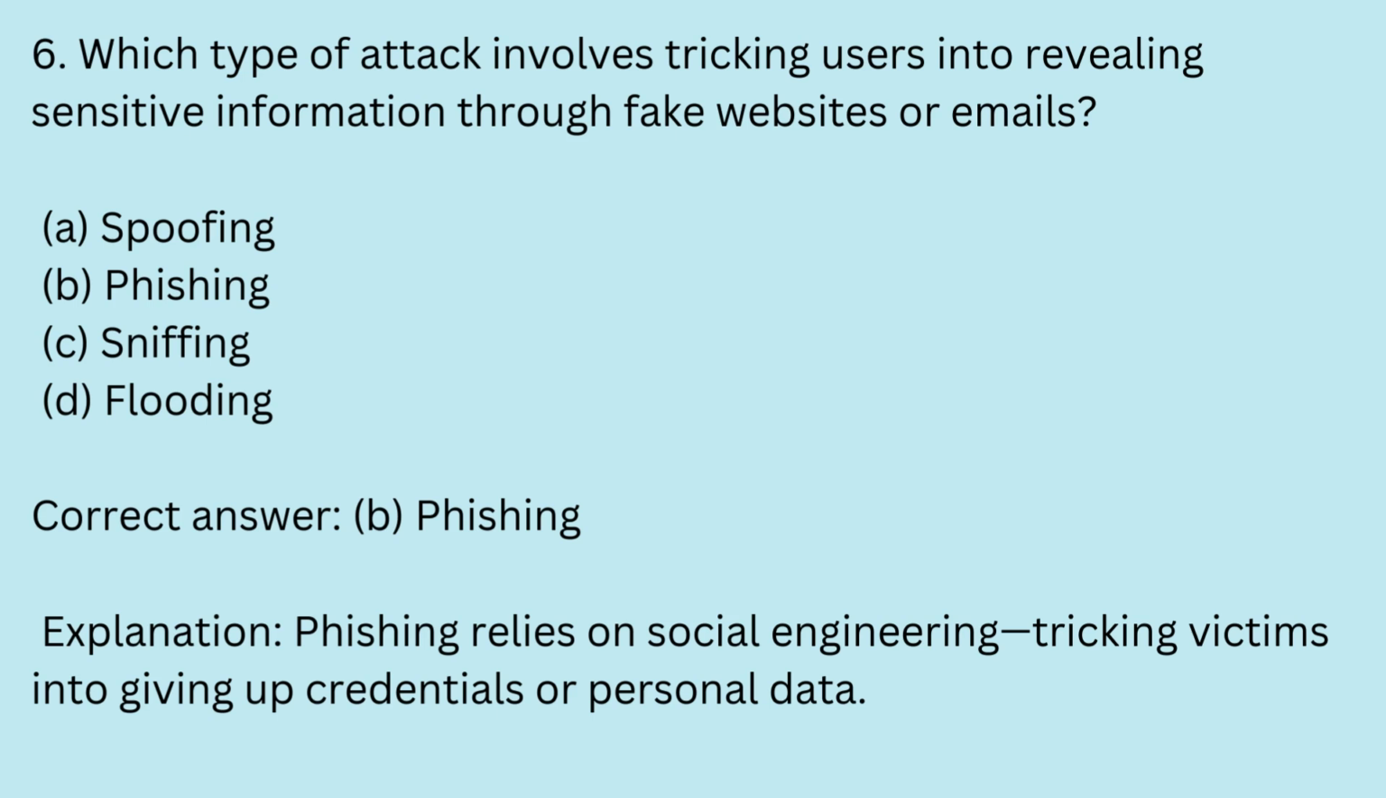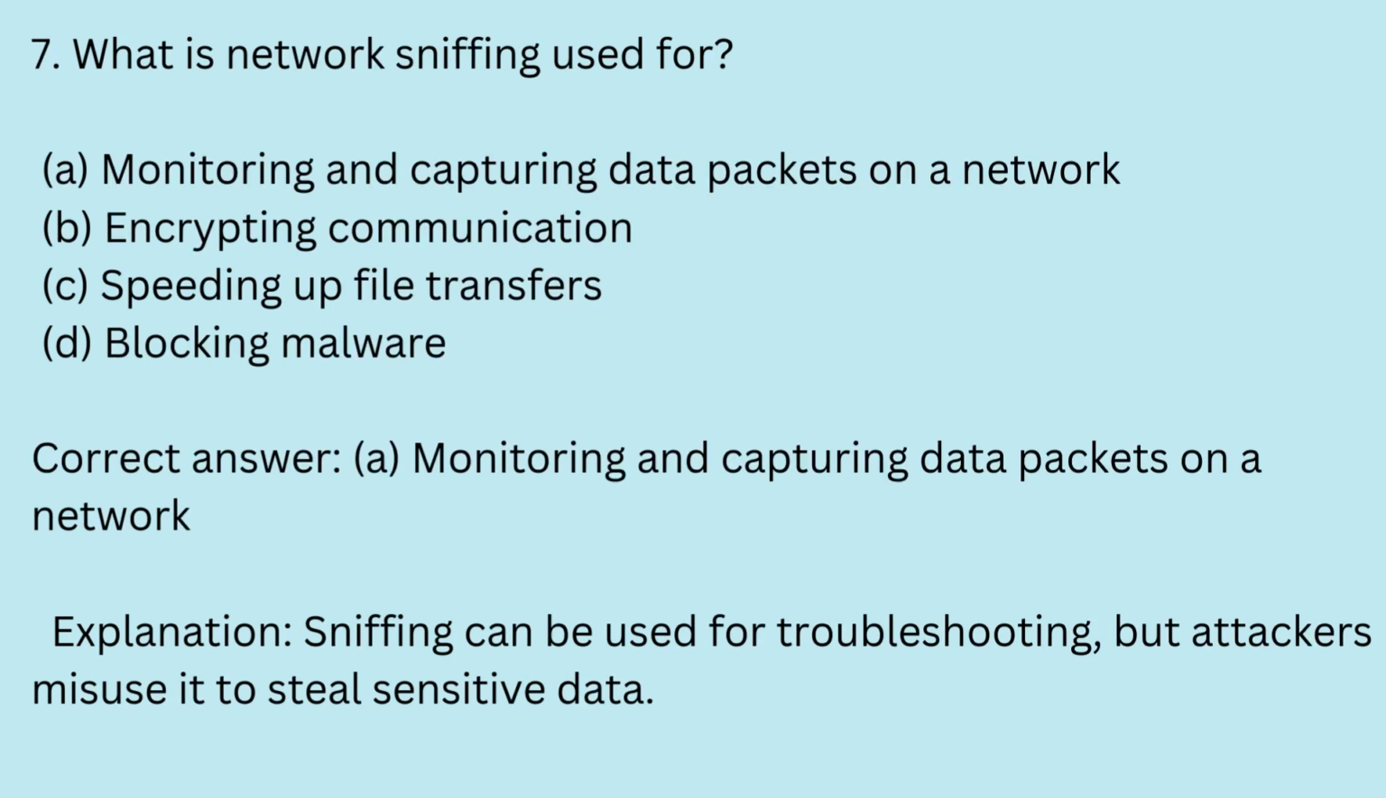6. Which type of attack involves tricking users into revealing sensitive information through fake websites or emails? A. Spoofing. B. Phishing. C. Sniffing. D. Flooding. Correct answer: B. Phishing. Explanation: Phishing relies on social engineering, tricking victims into giving up credentials or personal data.